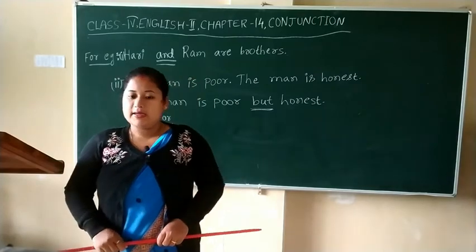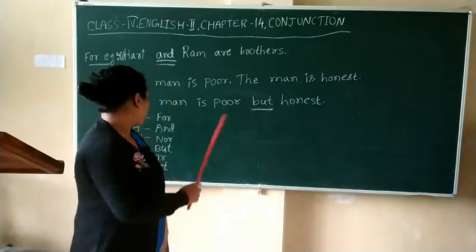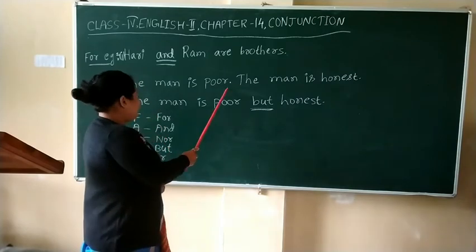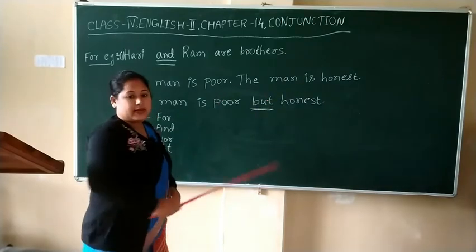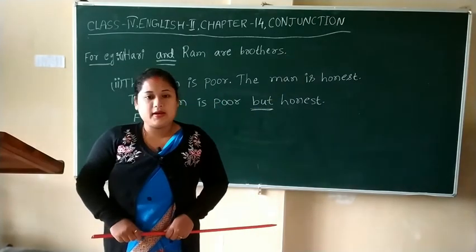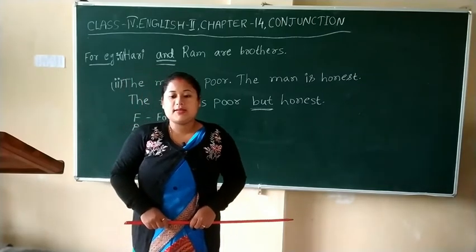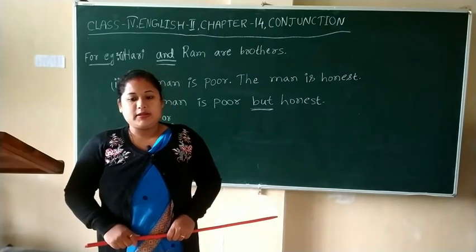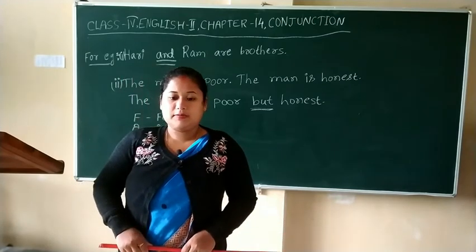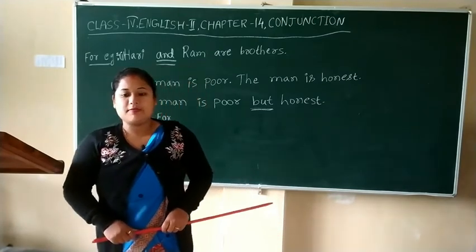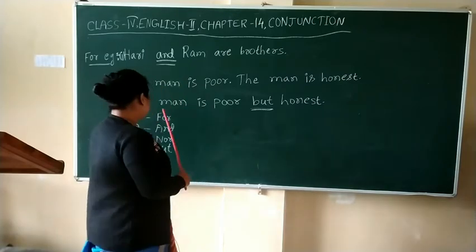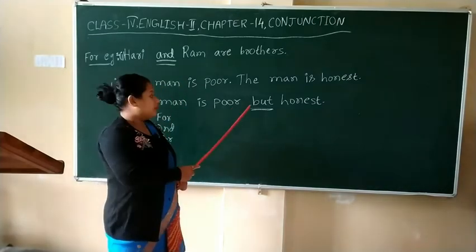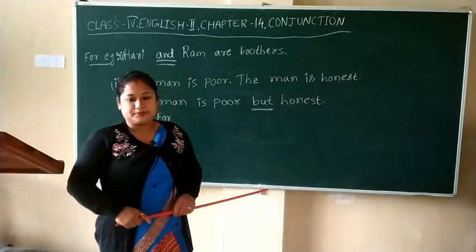Let us take another example. The man is poor. The man is honest. Here, both sentences are describing the man's quality. You can join them with the conjunction word but, and the sentence will look like this. The man is poor but honest.